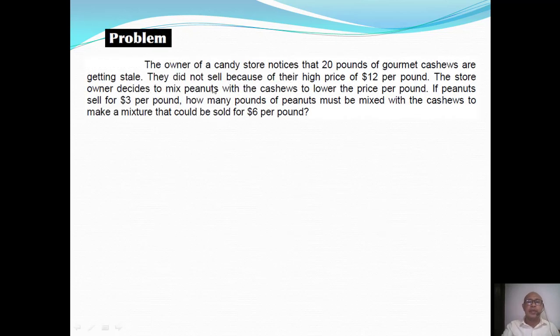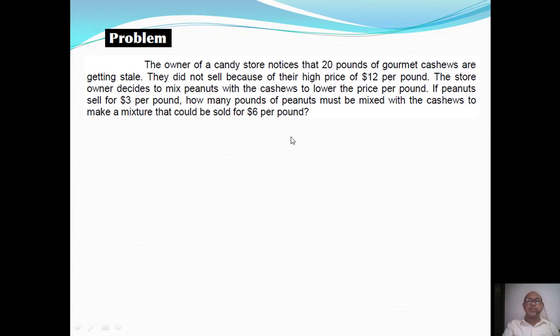Next problem we have here. The owner of a candy store notices that 20 pounds of gourmet cashews are getting stale. They did not sell because of their high price of $12 per pound. The store owner decides to mix peanuts with the cashews to lower the price per pound. If peanuts sell for $3 per pound, how many pounds of peanuts must be mixed with the cashews to make a mixture that could be sold for $6 per pound?